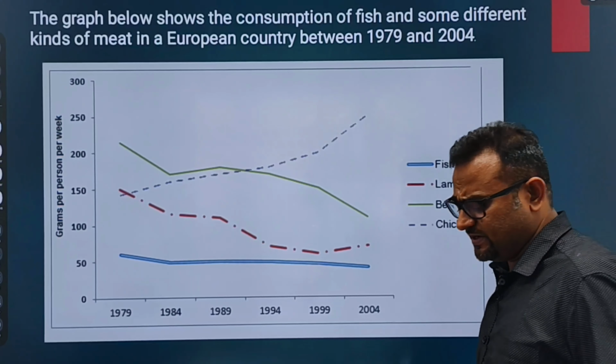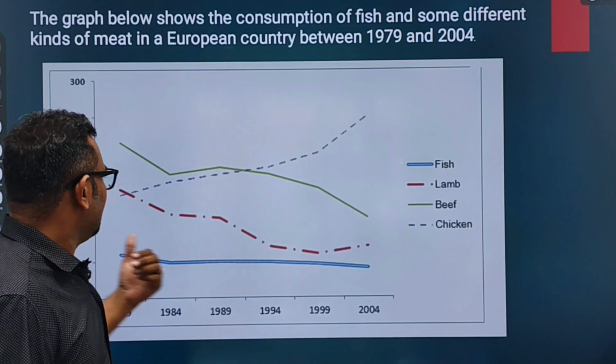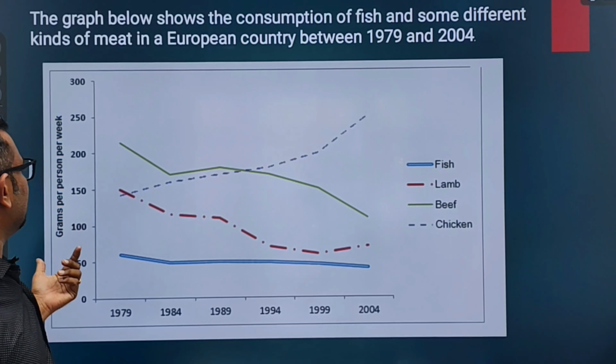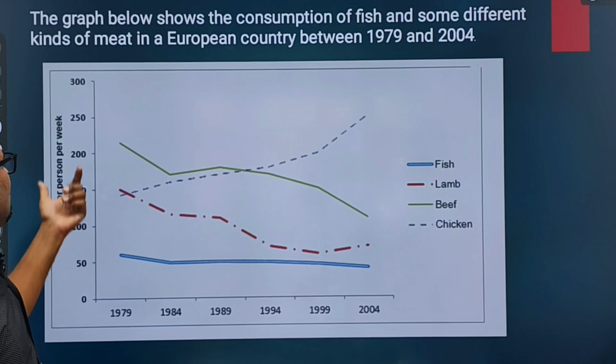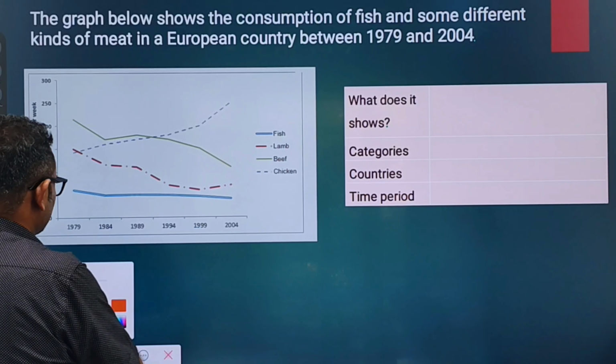So basic format will be same. The provided, now it's line graph. So the provided line graph depicts that. What does it show? There are four different categories of meat. Okay, and there is the form of quantity given of a European country. Okay, so let's form the introduction. First thing, what does it show? The first question is, what does it show?